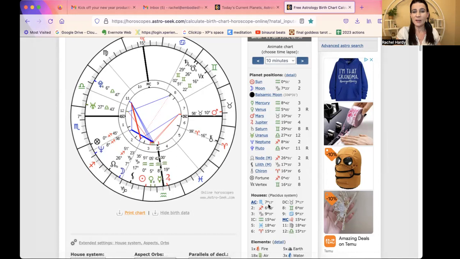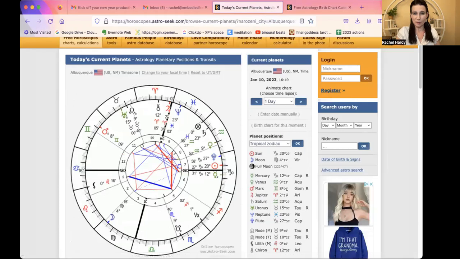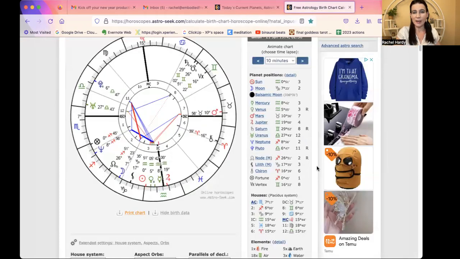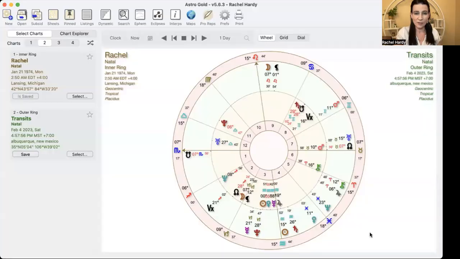And based on those numbers and those placements, you'd be able to grab any planet and compare it and look at exactly what house it's falling in. So you can see, of course, why the AstroGold app is a little bit easier here, because it's just going to show you right away.